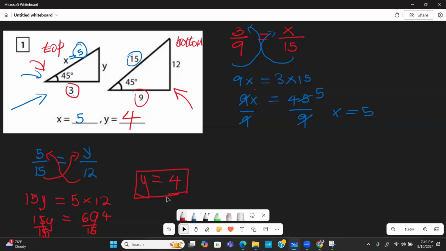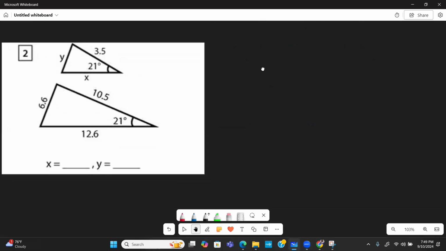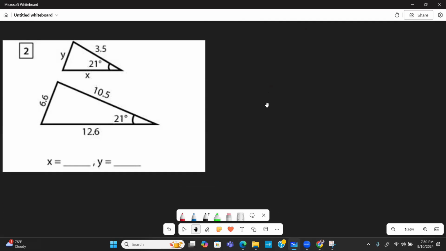Let's take a look at another problem. So this is a similar case, right? These two triangles are similar, so there are corresponding sides that are in proportion. We could identify the sides that are corresponding. For example, Y corresponds with 6.6. The 3.5 corresponds with 10.5. The X corresponds with 12.6.